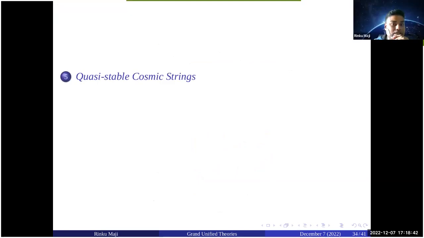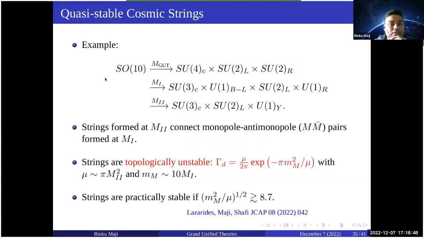Next, we'll discuss the quasi-stable cosmic string. Now consider a breaking where SO(10) is broken to Pati-Salam at some GUT scale, then it is further broken to this left-right symmetric model, and then further it is broken to the standard model.